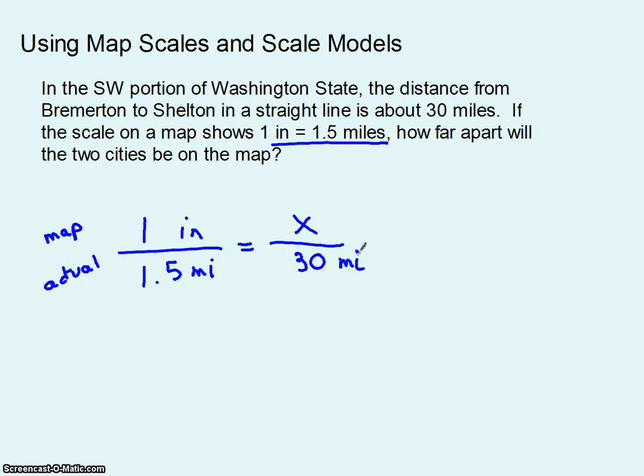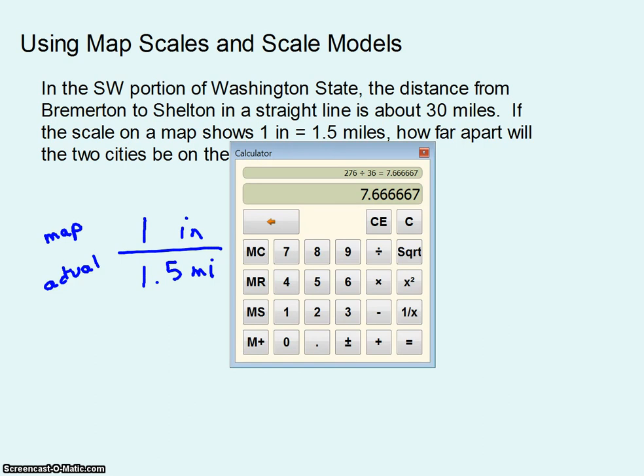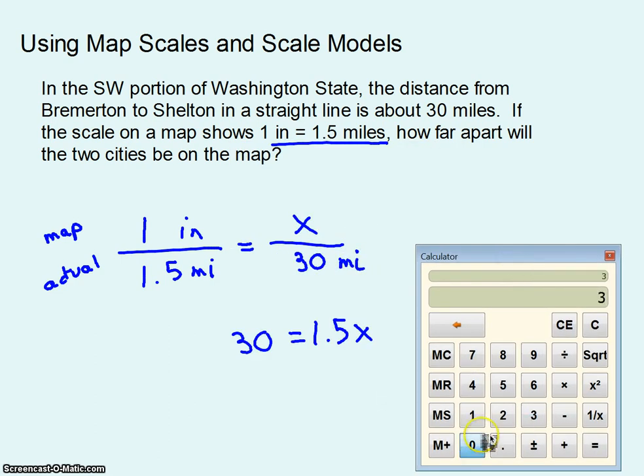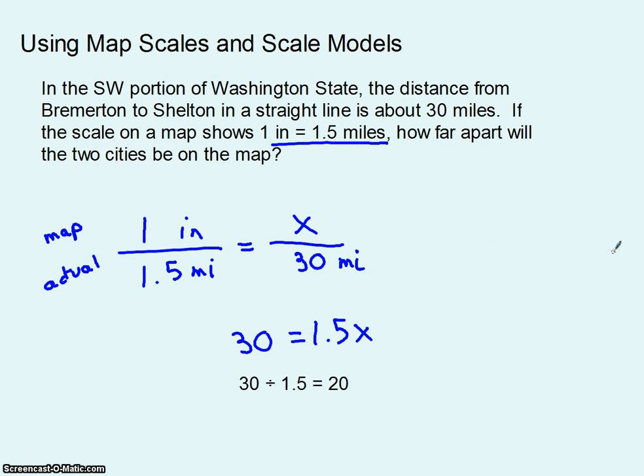Let's see, 1 times 30 is equal to 1.5x. And so dividing allows me to calculate 30 divided by 1.5 easily, and I get x equals 20. So 20 inches on the map.